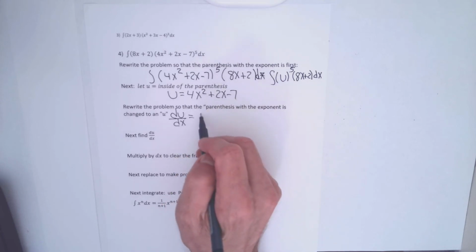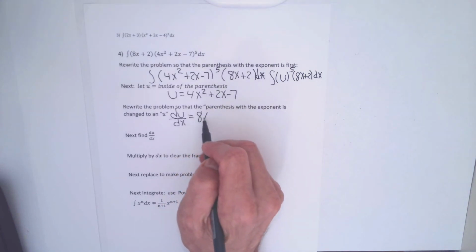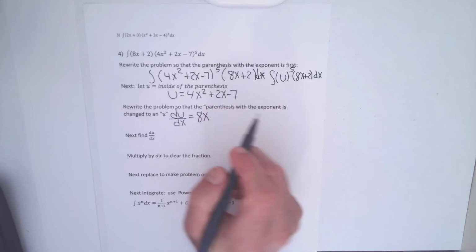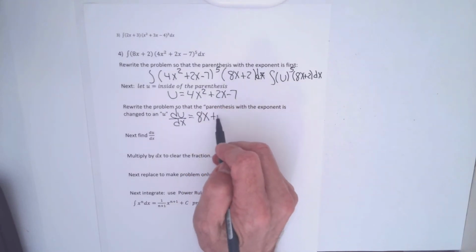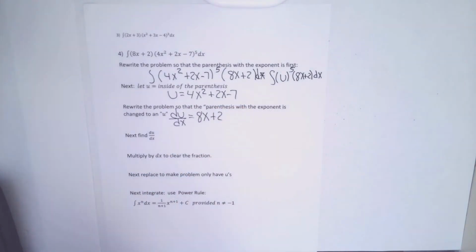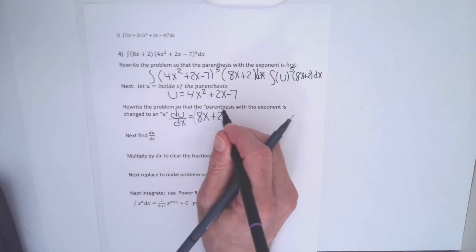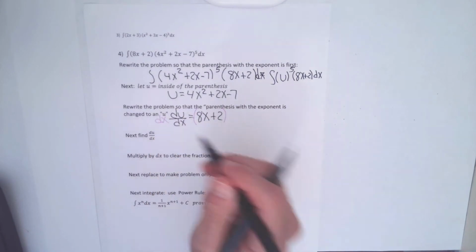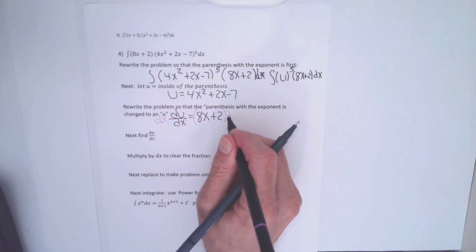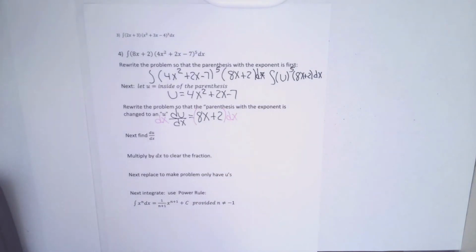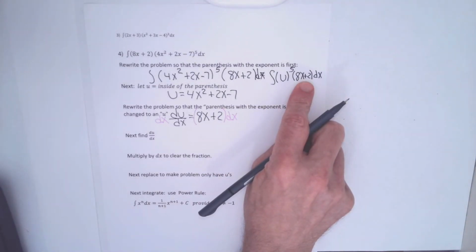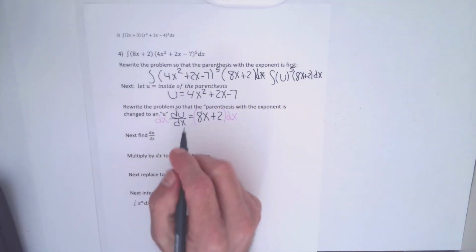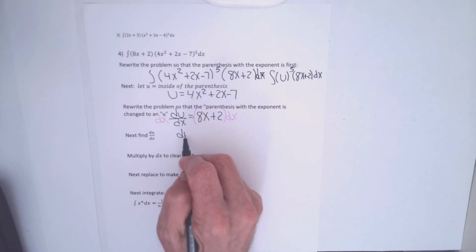equals the derivative of 4x squared. I go 2 times 4 is 8, lower the exponent by 1 and get an 8x. The derivative of 2x is just 2. The derivative of the minus 7 is 0. So the derivative of 4x squared plus 2x minus 7 is exactly 8x plus 2. That's a good thing because that's what I needed to match up with. I needed a dx as well, and I'm going to get that dx by multiplying both sides by dx.